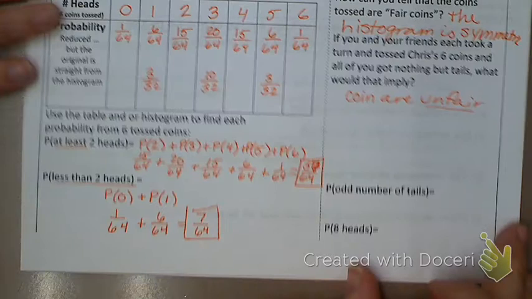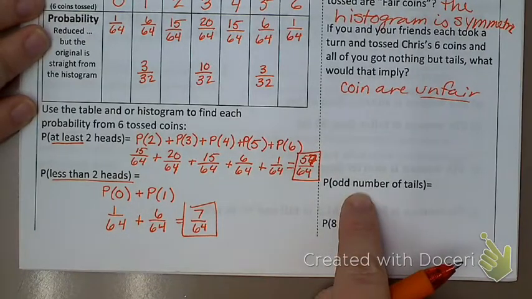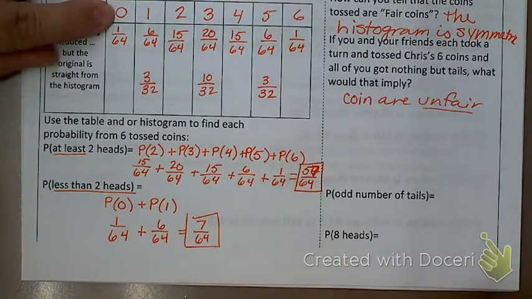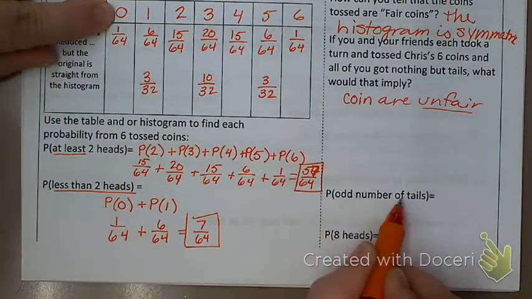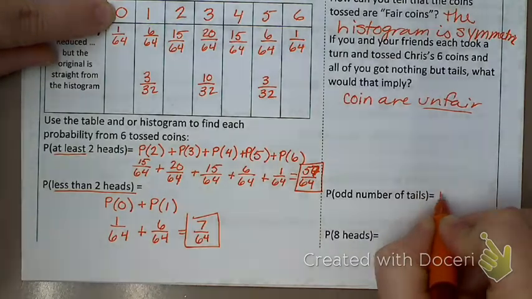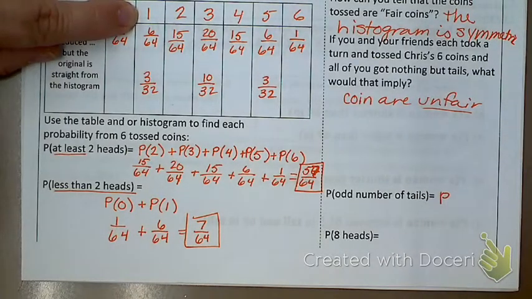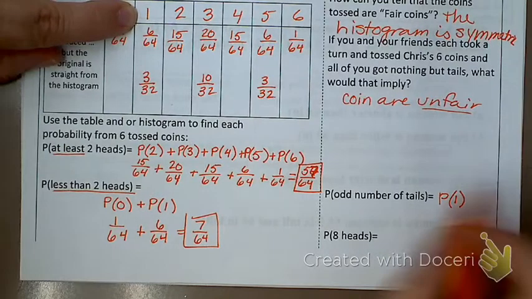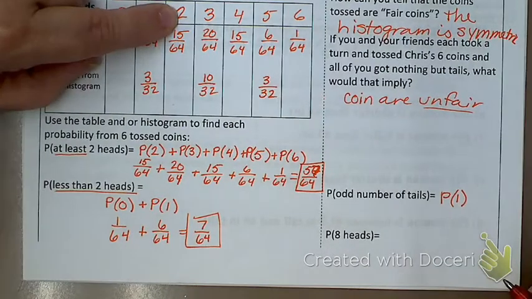Okay. What about the probability of flipping an odd number of tails? Let's think about this for a minute. If I flip 0 heads, that means I have 6 tails. That does not fit there. So what about 1 heads? That means 5 tails. So that would be my probability of 1 right there. That's an odd number of tails. 2 heads would be 4 tails.